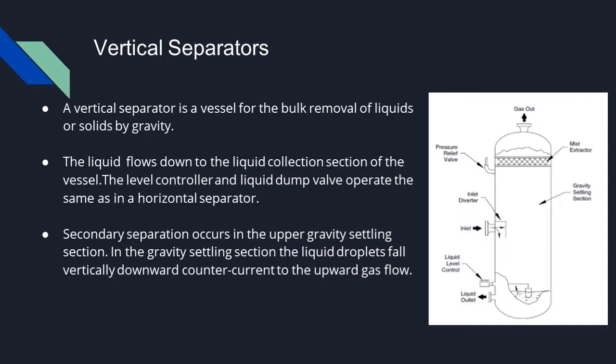Next, the liquid collection section, the chamber, provides the required retention time necessary for any entrained gas in the liquid to escape to the gravity settling section. It also provides surge volume. The degree of separation is dependent on the retention time provided. Retention time is affected by the amount of liquid the separator can hold, the rate at which the fluid enters the vessel, and the differential density of the fluids.